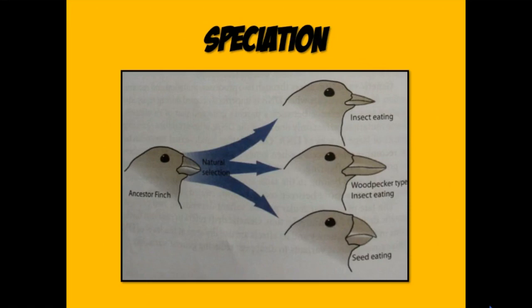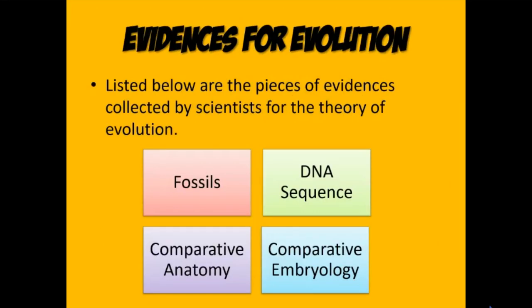And then for the evidences for evolution, listed below are the pieces of evidence collected by scientists for the theory of evolution. So they are the fossils, DNA sequence, comparative anatomy, and comparative embryology. I think we are almost done.